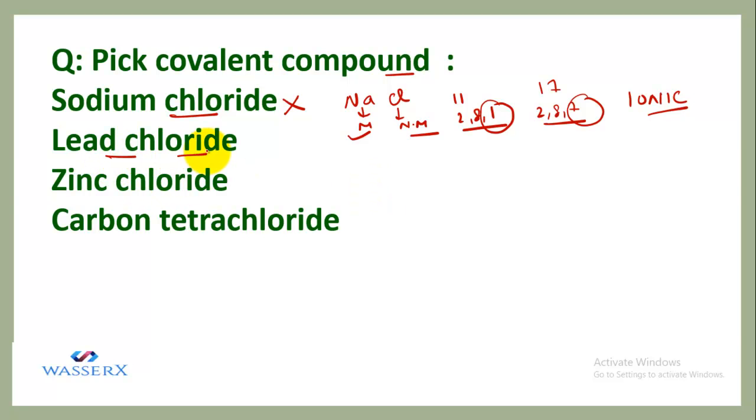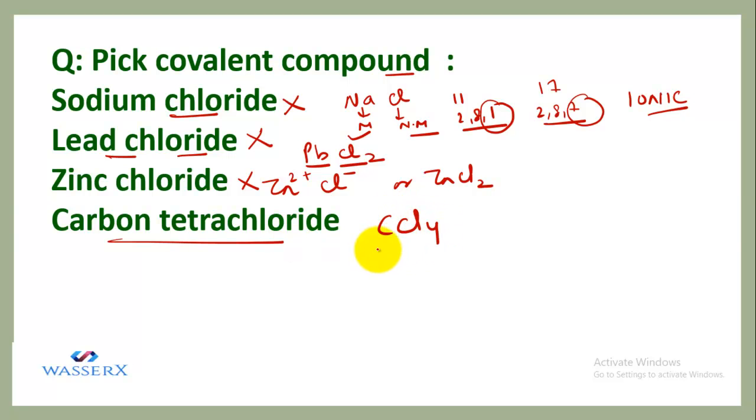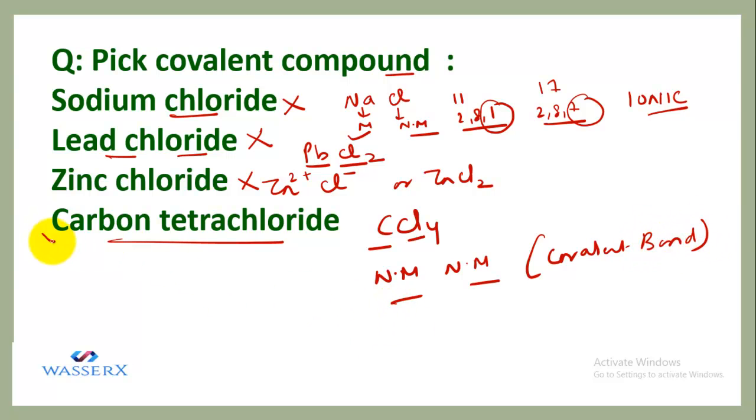Lead chloride. Similarly, lead chloride is PbCl2. Again, this is a metal and this is a non-metal. So this is also an incorrect option. Zinc chloride. This is Zn and Cl. We know that their valency is like this. That is the reason that they form the bond like this. And again, this is an ionic compound because it is a metal and a non-metal. But if we talk about carbon tetrachloride, in this both the combining atoms are non-metals, and we know that non-metals always unite by covalent bond and they will form a covalent compound. So this is the correct option.